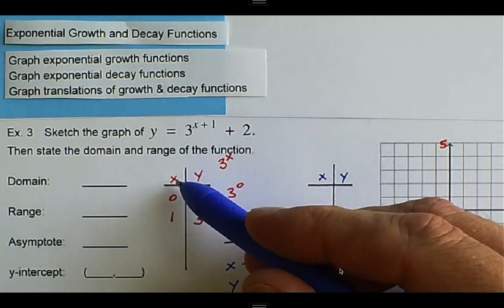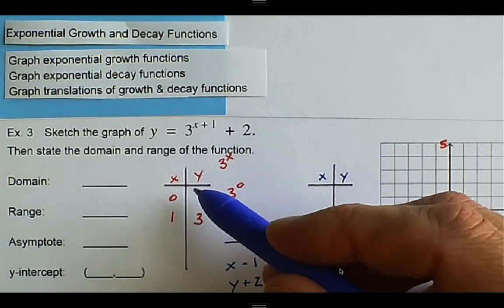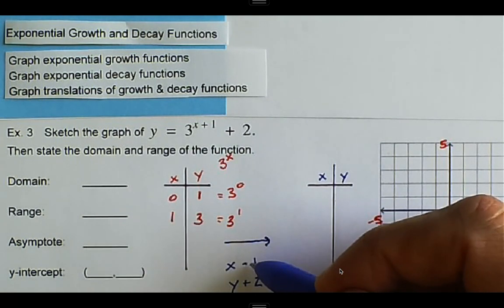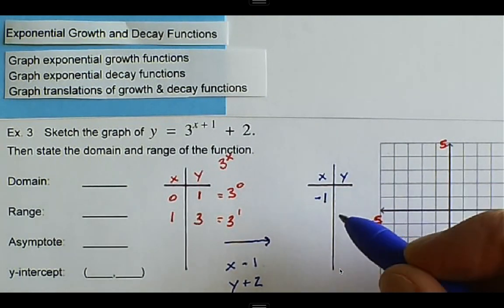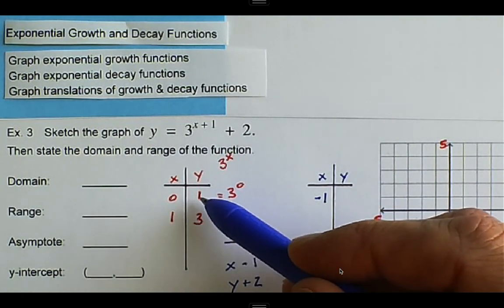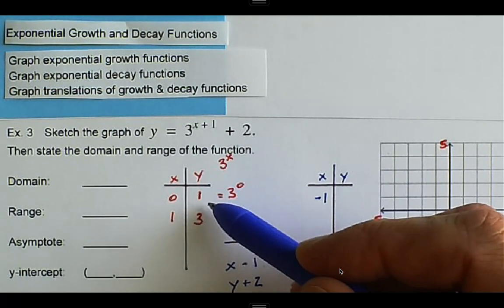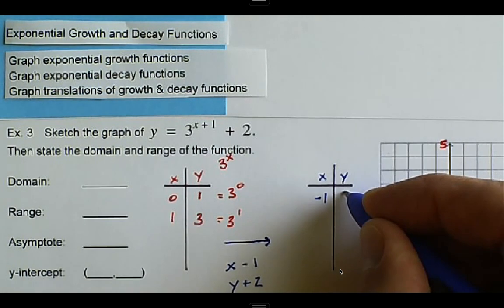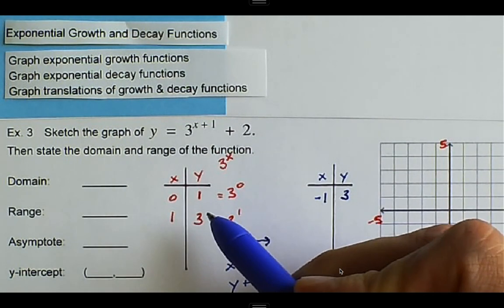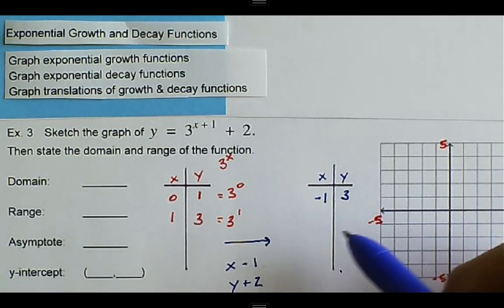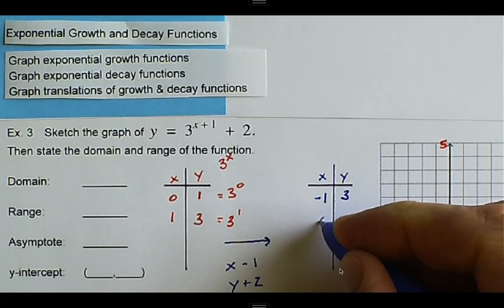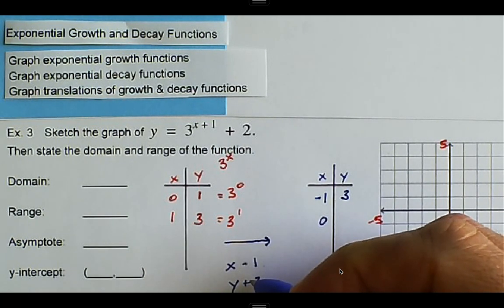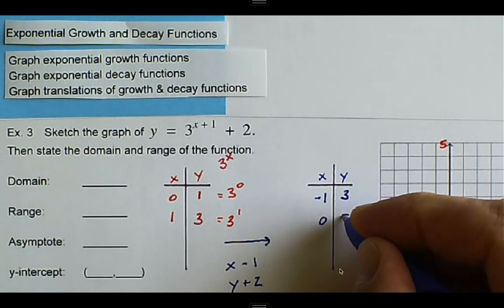So for the x values, we're going to say 0 minus 1. 0 minus 1 is negative 1. And for the y value here, 1 plus 2, that's going to be 3. And for the second point, 1 minus 1 is 0. And 3 plus 2 is 5.